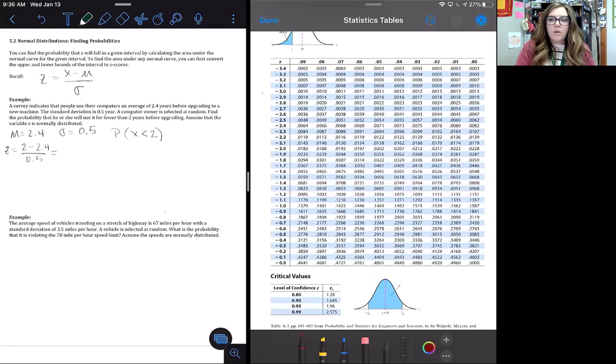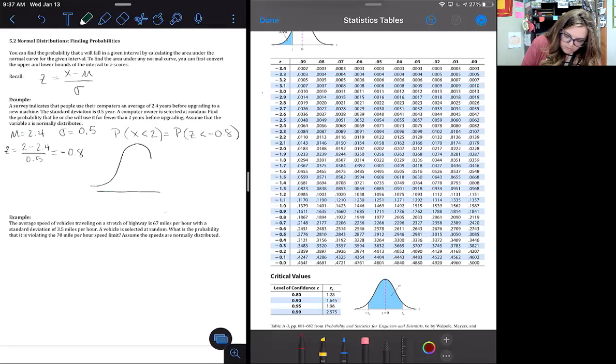Okay. And remember our rounding rule. We're always going to round to 2 decimal places. And so here our z-score is negative 0.8. So I'm going to rewrite our inequality as being the probability that z is less than negative 0.8. And then I'm going to sketch our curve. Okay, so this is on our z, 0, and we're looking at negative 0.8. I'm going to shade everything to the left.